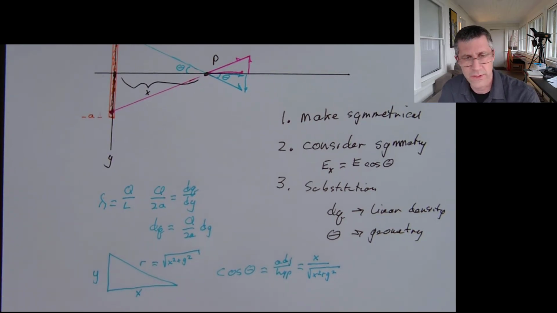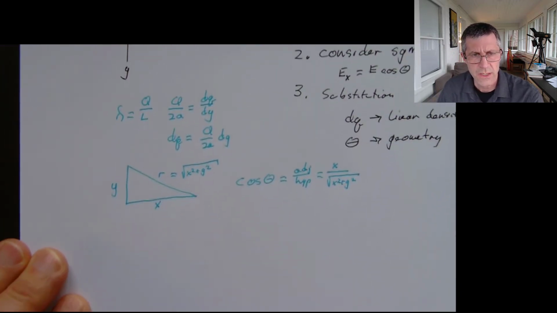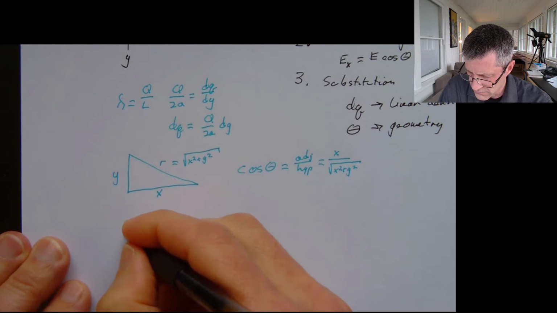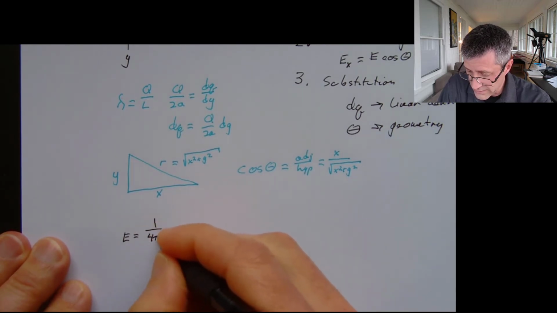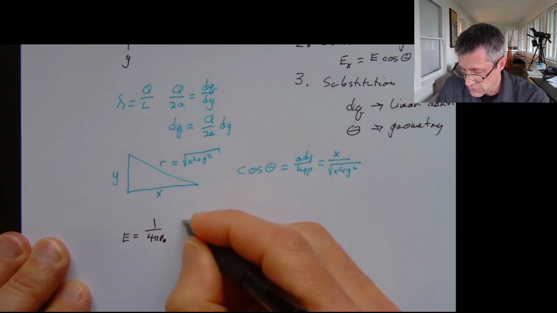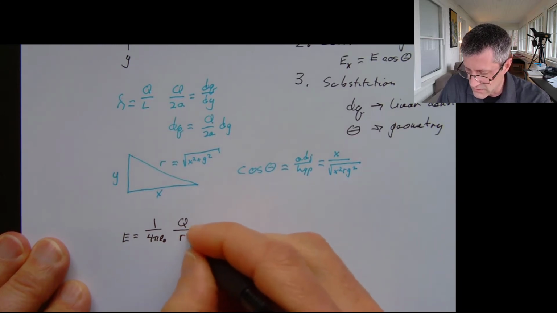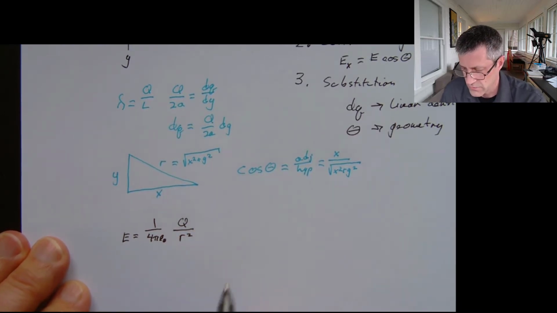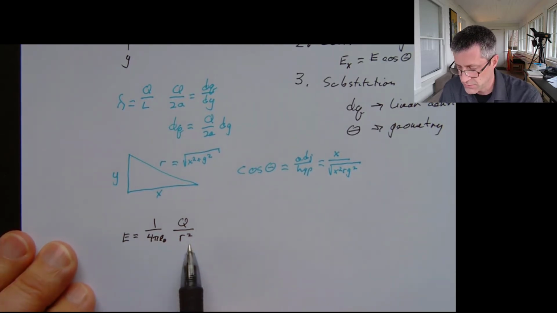Okay, so I'm going to plug this all in and see what we get. We're always starting in the same place, with my electrical field equation. You may recall that we define the electrical field as some constant, 1 over 4 pi epsilon naught, or k, whatever you feel like using, times the charge over the square of the distance. This is my formula for a point charge and the electrical field that comes from that.